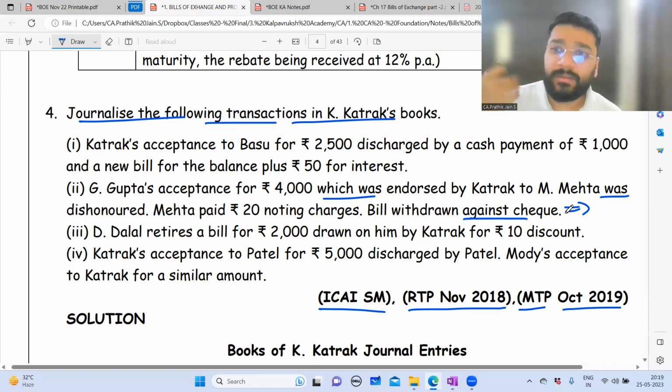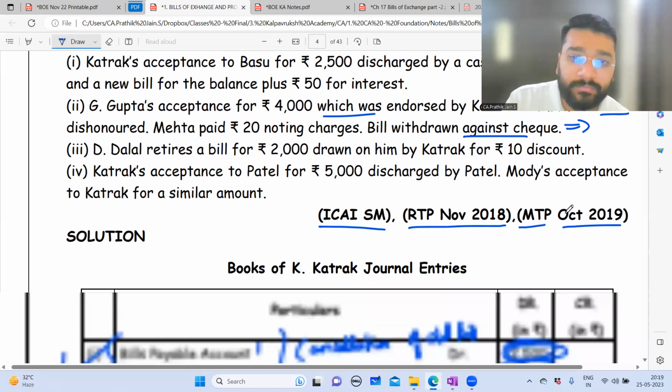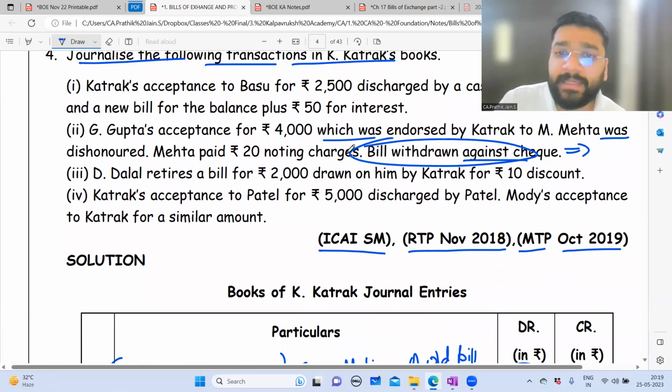Katrak cancelled the bill by making the payment. So bill withdrawn against cheque is basically this entry.